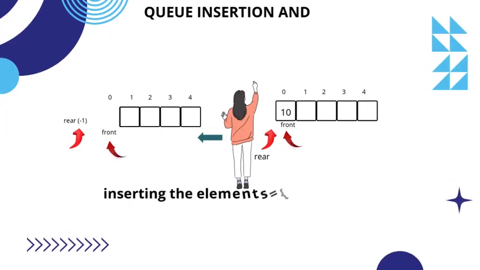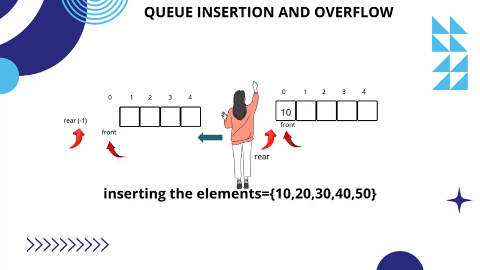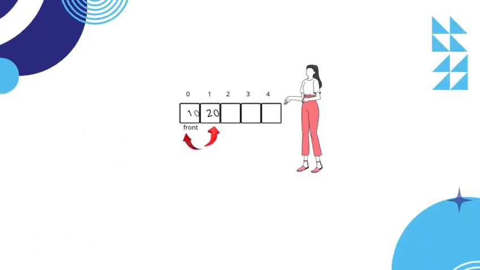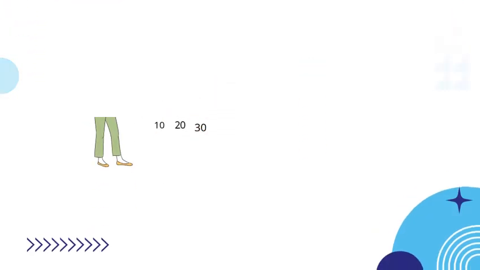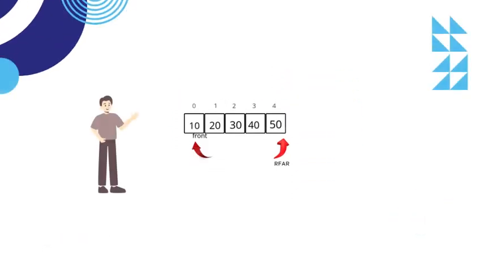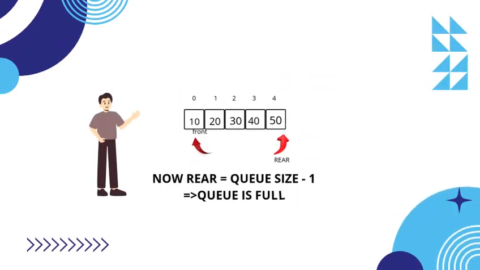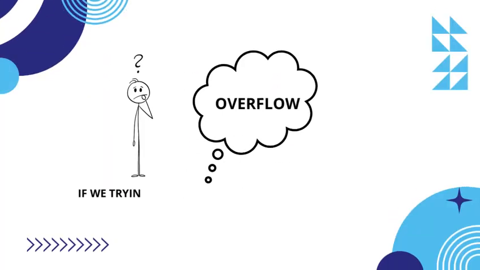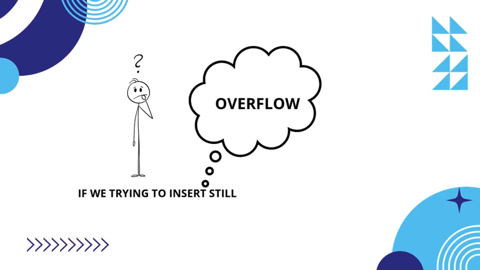We are inserting the 5 elements: 10, 20, 30, 40, 50. If we try to insert still more elements to Q, it shows overflow.